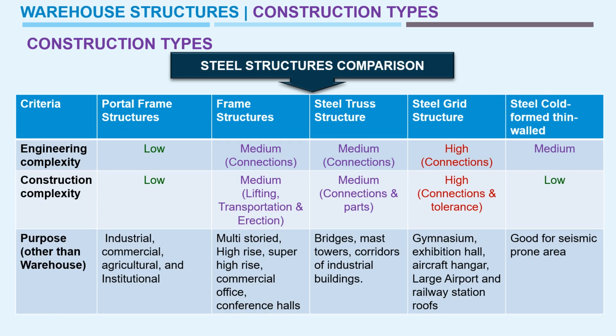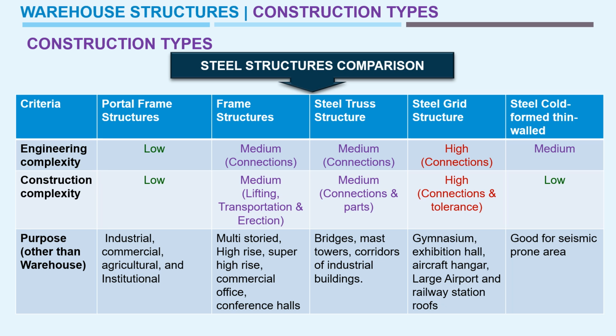Another category is engineering complexity. In portal frame it is low because the major things we need to concern are only the column and the rafter. If the column, rafter and wind post are decided and the deflection criteria is okay, then we can say the engineering solution is over because there is not much in the connection aspect. Only the connection between the rafter and the column we need to concern more.